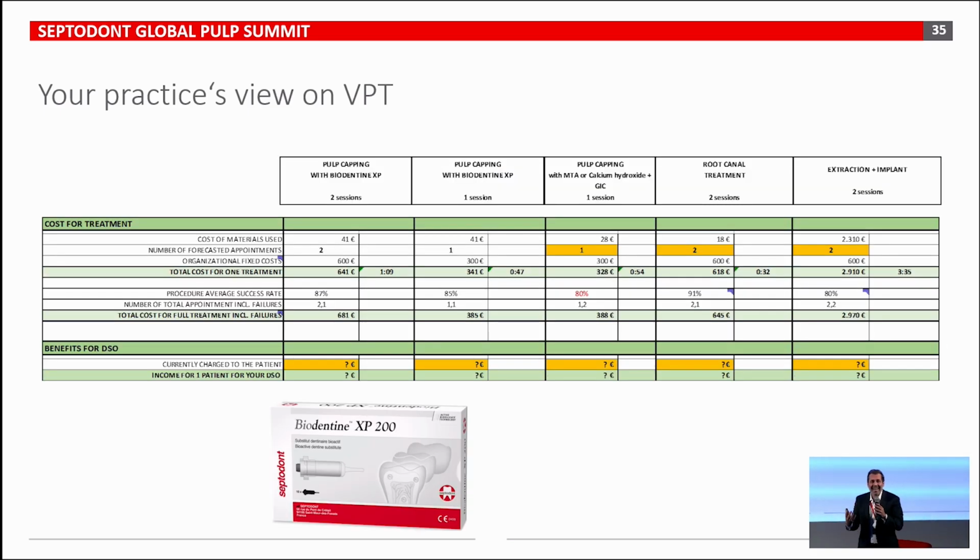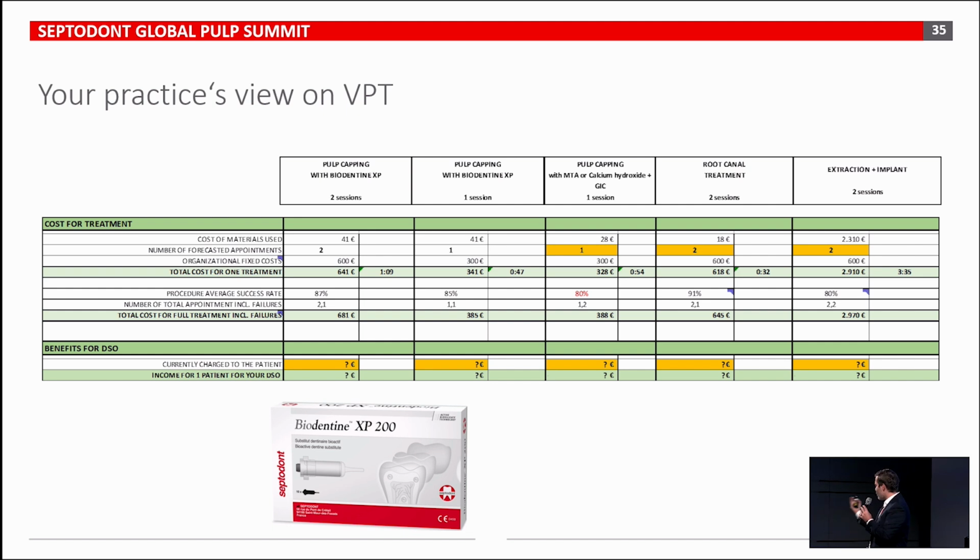And what you can do at the end is take that for your practice and calculate how much you should charge your patients, and how much benefit your practice and your patient have from different interventions. And for the first time, and that's also why Septodont is interested in this, you get an informed way of understanding the true different economics of these treatments.